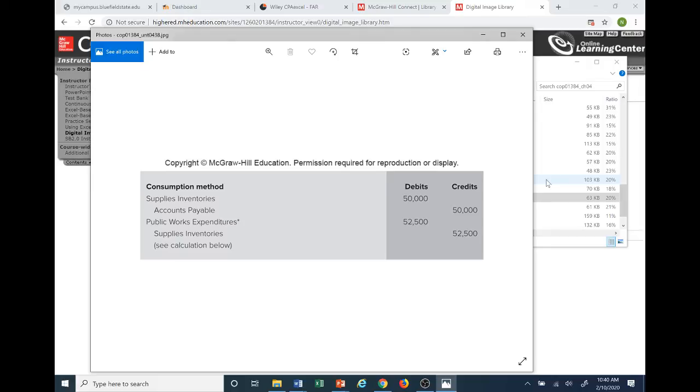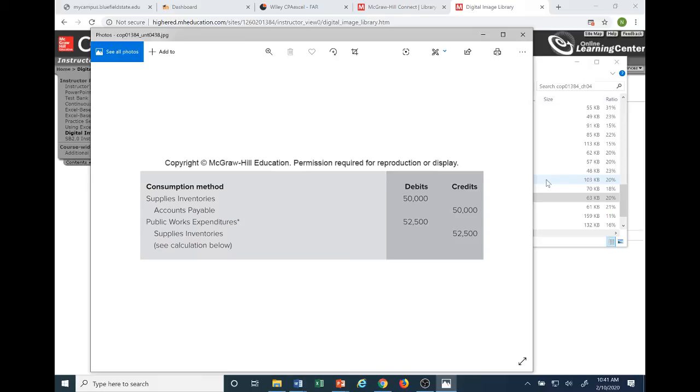Well, that's the same method we use for this right here, okay? In order to get the actual $52,500 for the amount used, we know the beginning inventories was $4,500, right? They told us we purchased $50,000 throughout the year. So that's going to give us $54,500, right? Well, it also told us that we had only $2,000 left over at the end of the year. So $54,500 minus the 2,000 gives us the 52,500, right? So we know that's the cost of goods sold or the amount of the expenditure.